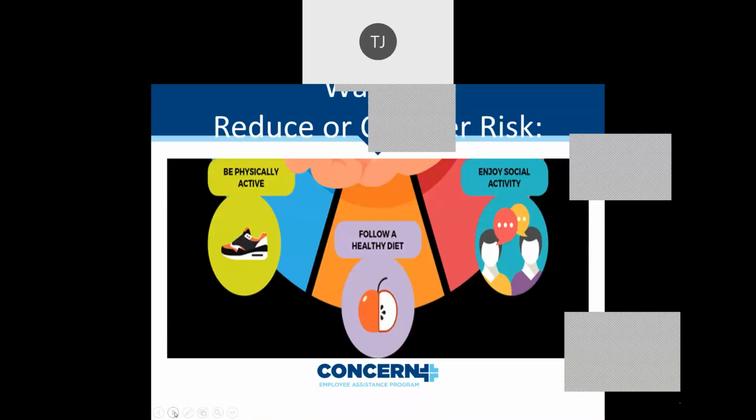Now let's look at some ways to reduce or counteract those risk factors. If you look at this, be physically active, follow a healthy diet, and enjoy social activity. Pretty simple, but let's give a little bit more detail. Green therapy is a real thing. Going outside can really improve your overall mental health, even for people like myself who are not outdoors people.